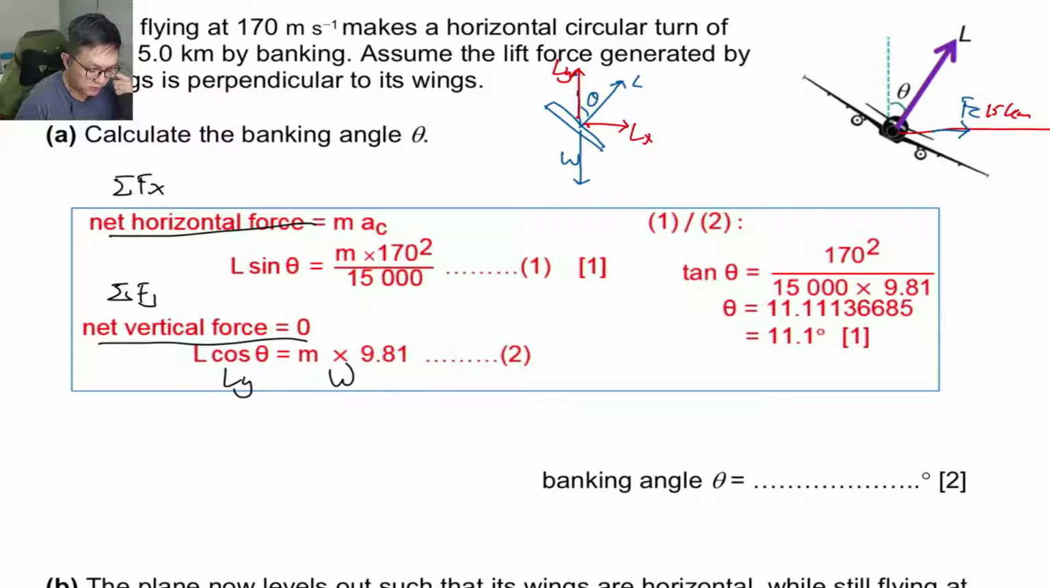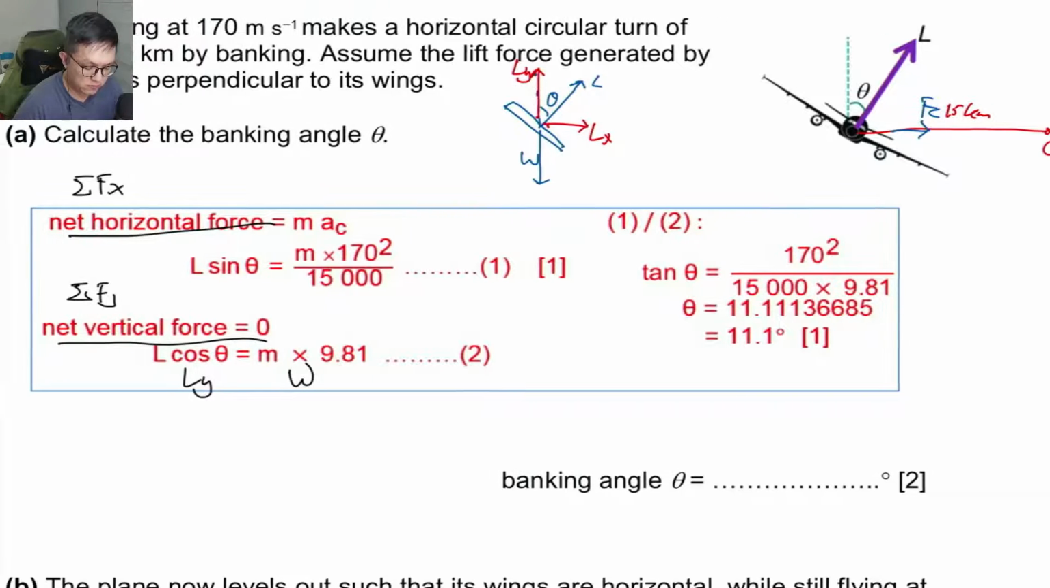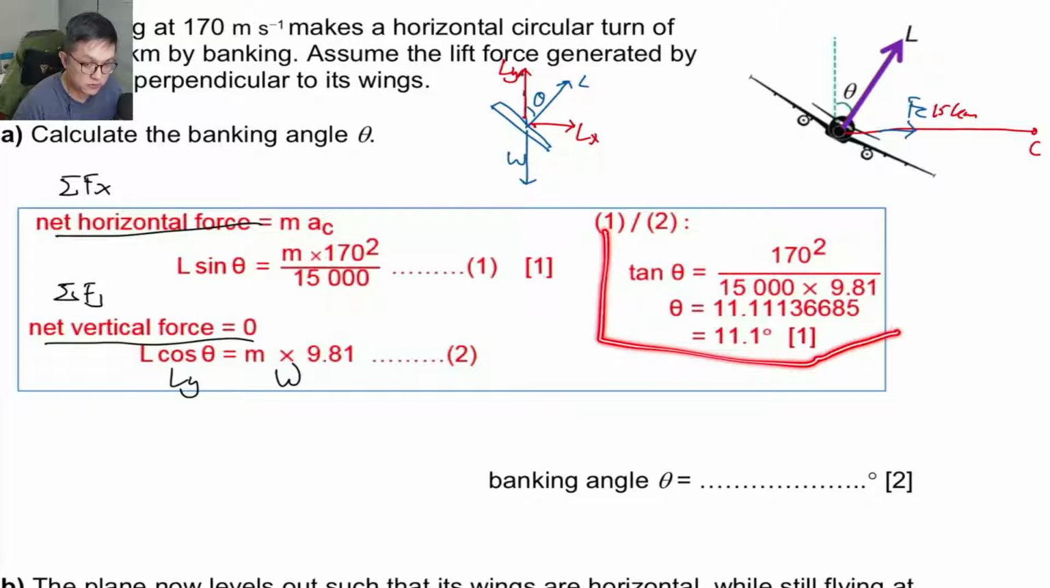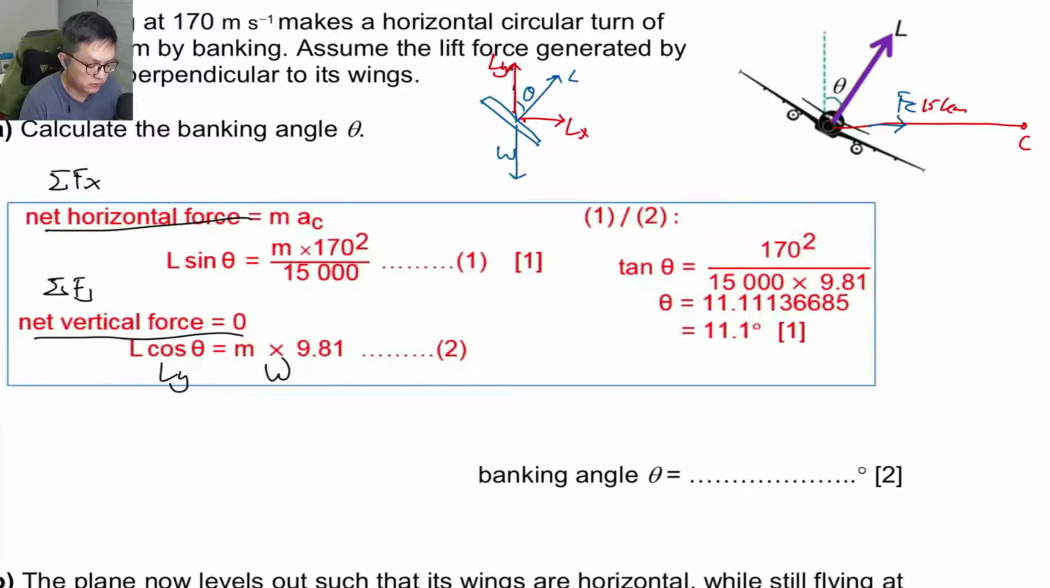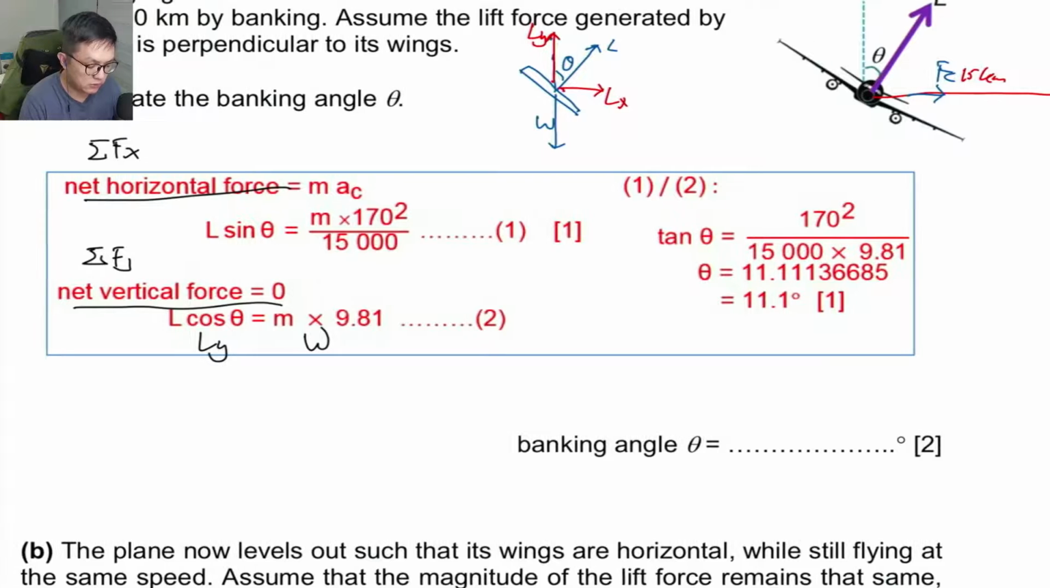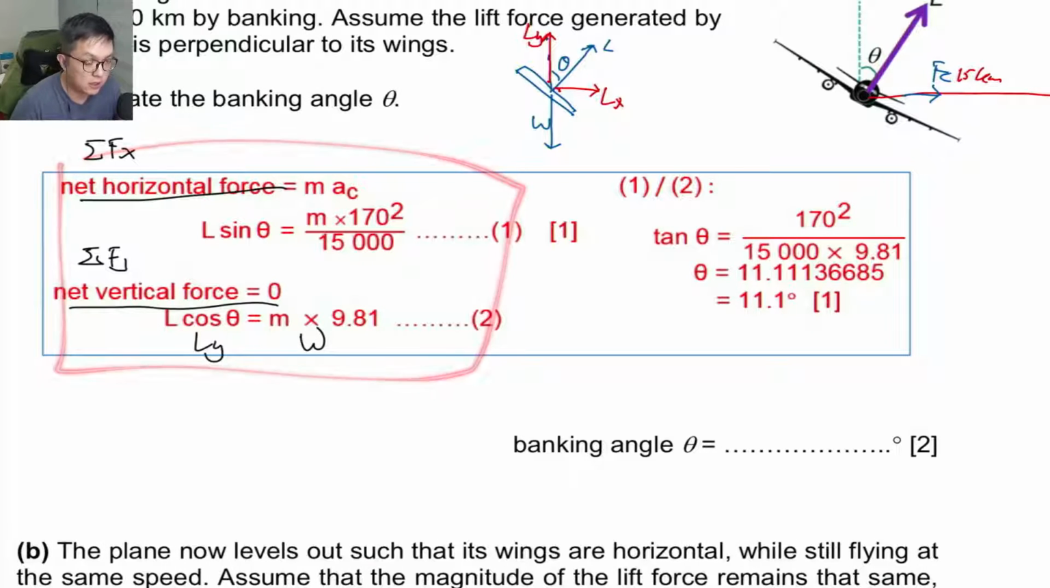Then you realize this is sine theta and this is cosine theta, so you can combine them to give you tangent theta. You should get 11.1 degrees. No issue about this. There were a few of you who just skipped steps straight to this portion here. This is not correct. You need to show the working above. You need to show the pre-working first. This is important. Okay, so this is question 1.